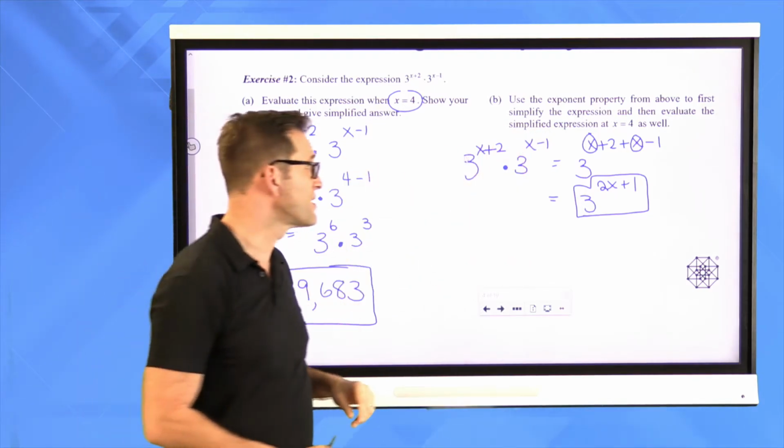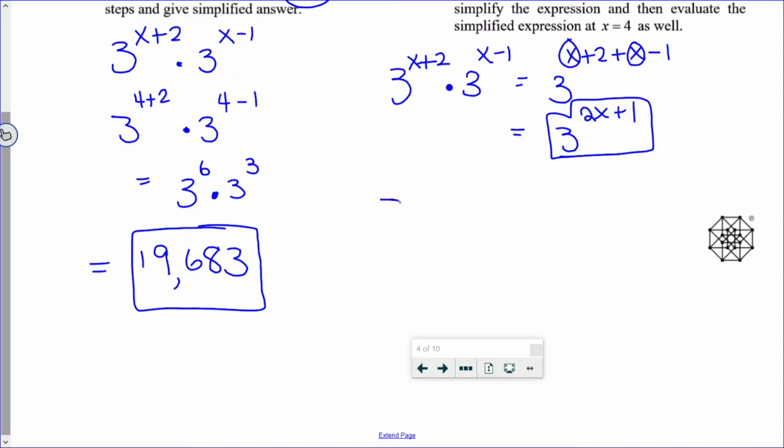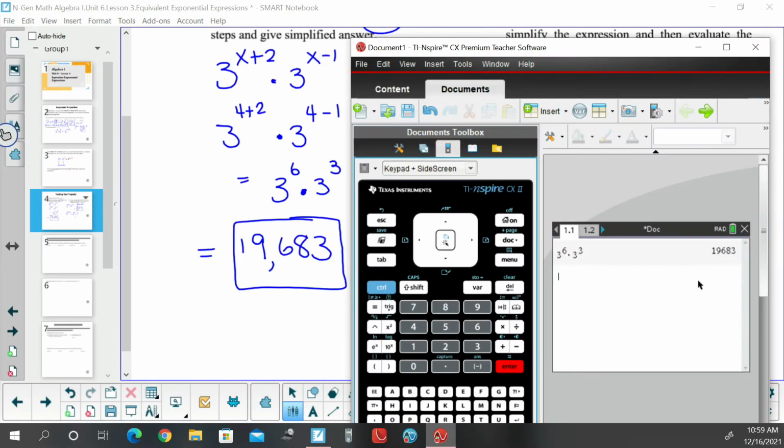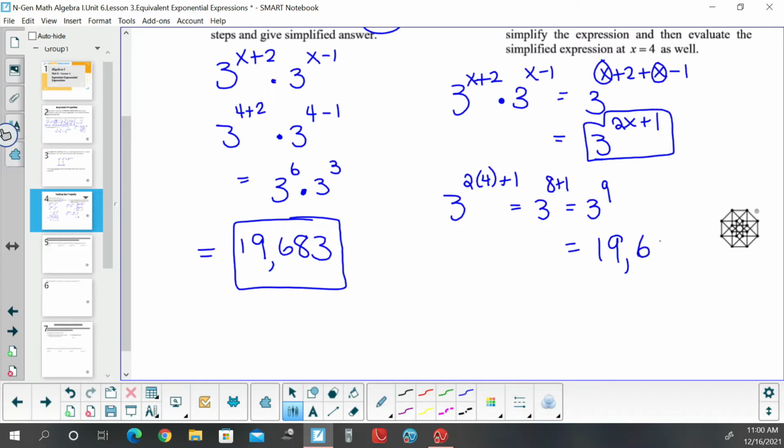And now let's test it by putting 4 in there, right? If I now put 4 in there, I'll get 3 to the 2 times 4 plus 1. That's going to be 3 to the 8 plus 1, or 3 to the 9th. Let's take a look at that. 3 raised to the 9th is 19,683. All right.